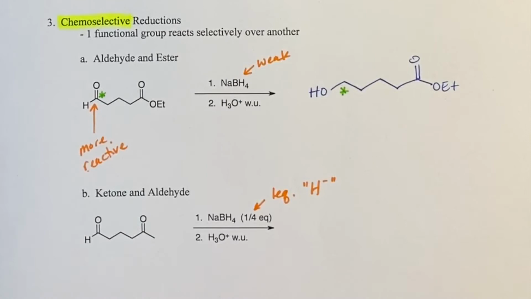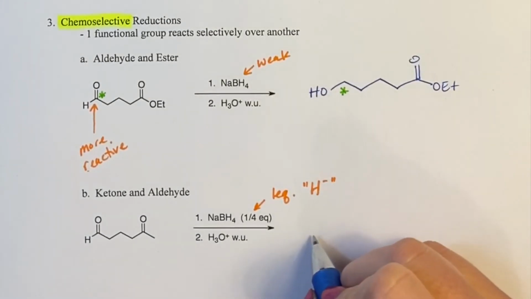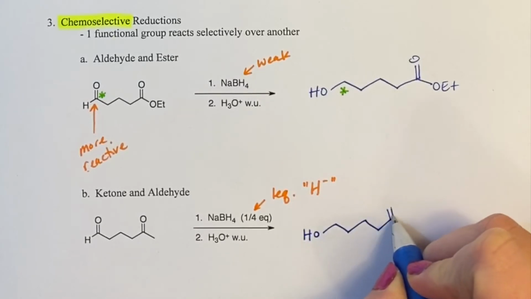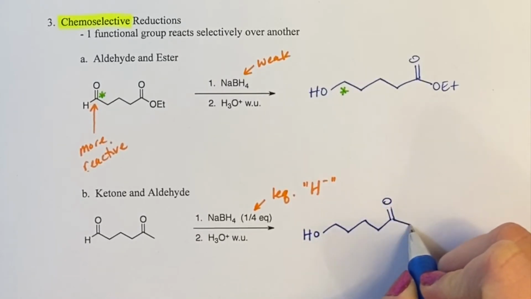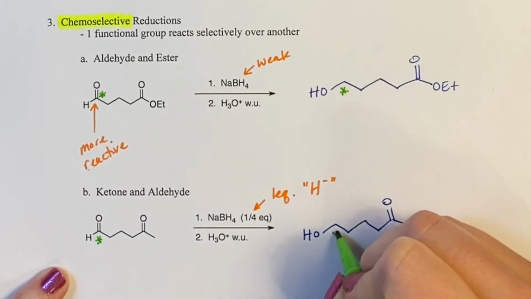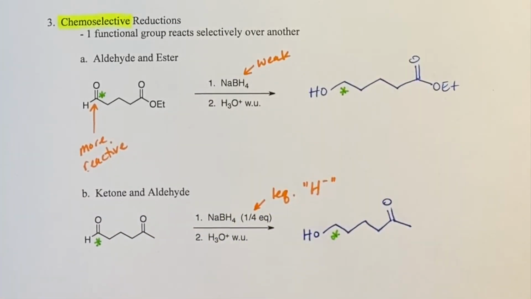So that when I treat this with 1/4 equivalent of sodium borohydride, only my more reactive functional group will react in this case. That's going to be my aldehyde, and so the product that I get out of the reaction is this one. Where it is my aldehyde carbon that reacted and my ketone carbon remains completely intact.